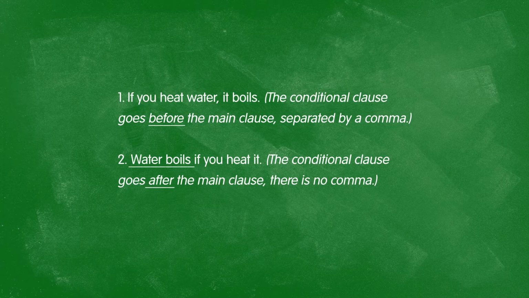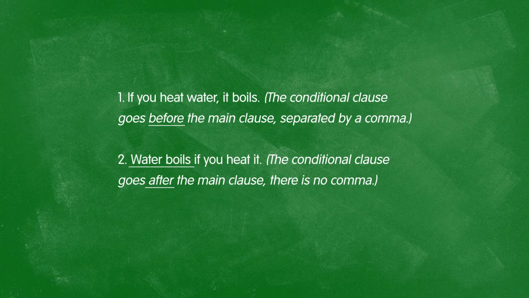So, to shed some light on how we use the conditional structure in English, let's look at some examples. The first example: if you heat water, it boils. Or, water boils if you heat it. Here, it boils is what we call the main clause. And as such, it can go in different places in the sentence. But there are a couple rules that we need to remember if we're talking about main clauses.